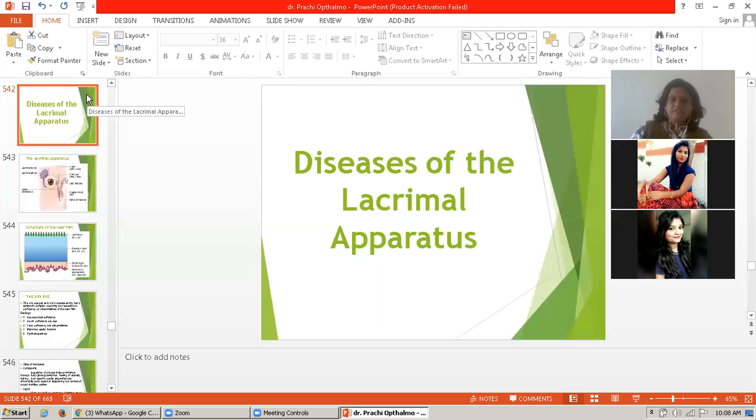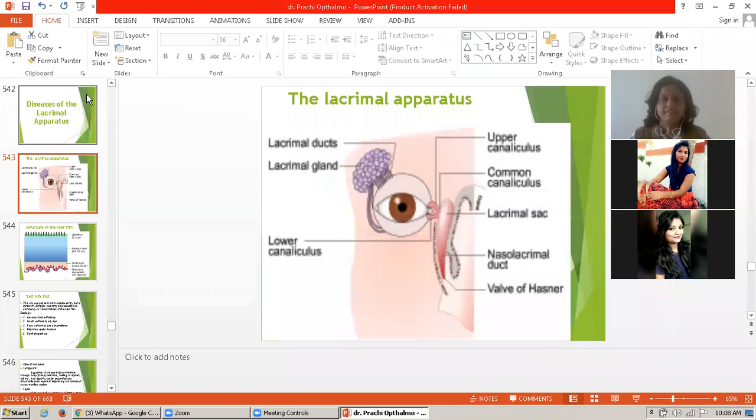In yesterday's lecture, we learned about the diseases of the lacrimal apparatus. Firstly, we saw the anatomy of the lacrimal apparatus. This is the lacrimal gland. This is the lacrimal duct. This is the upper canaliculus and this is the lower canaliculus. They connect and become a common canaliculus. This opens into the lacrimal sac, and the lacrimal sac continues as the nasolacrimal duct and opens in the valve of Hasner.